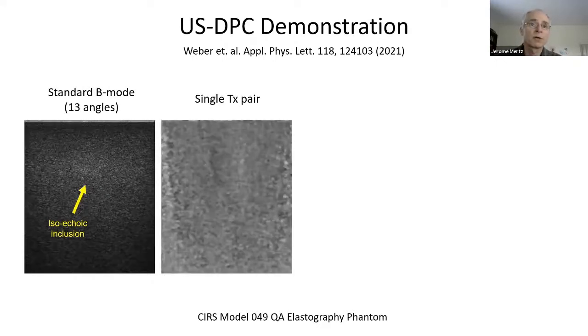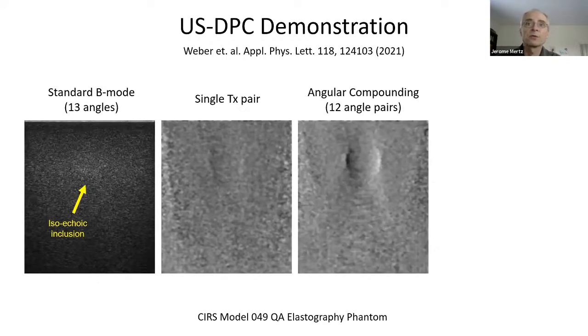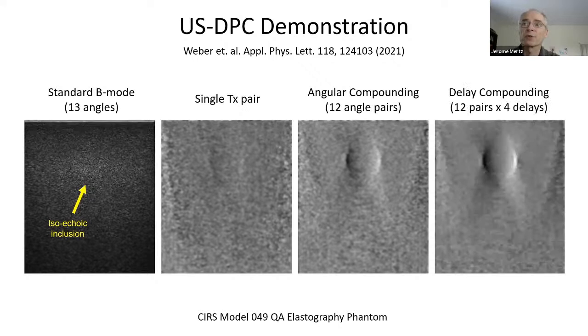But now if we do DPC imaging with two of those angles, we start seeing that there's something there. And if we use the 12 pairs of angles that we have with our 13 angles, and you average the DPC images from each one of those pairs, you can start revealing that structure very nicely. And we can do further averaging because remember, we're applying these time delays to our received data. We can apply whatever time delays we want. And so you can average over the time delays to further increase signal to noise ratio.